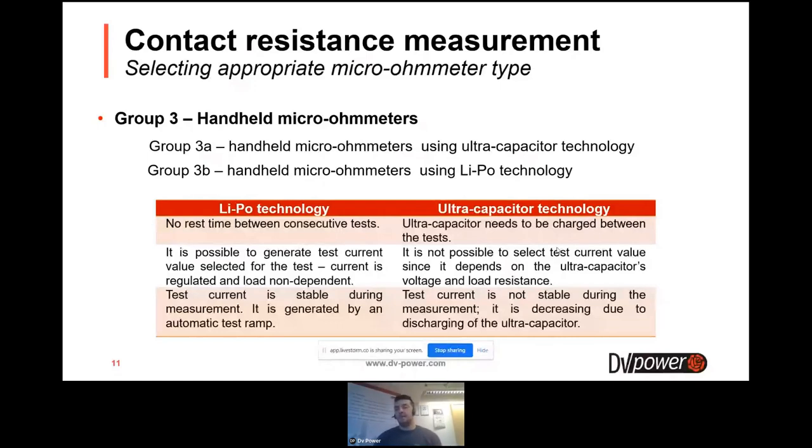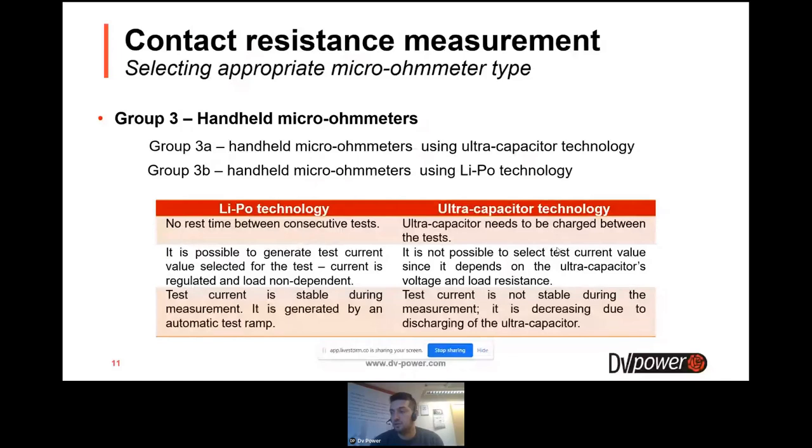Because the current generated from the ultra capacitor will depend on the voltage, of course, on the ultra capacitor. That means that it will depend on the voltage of the battery, and also it will depend on the load and cables resistance. So it is not possible to calculate the exact value of the test current which will be generated.